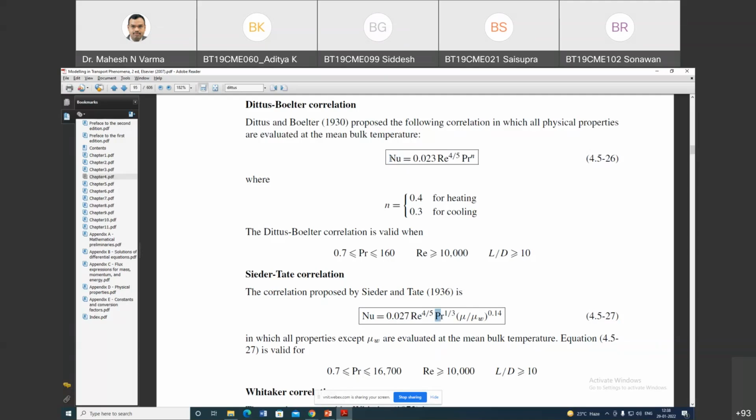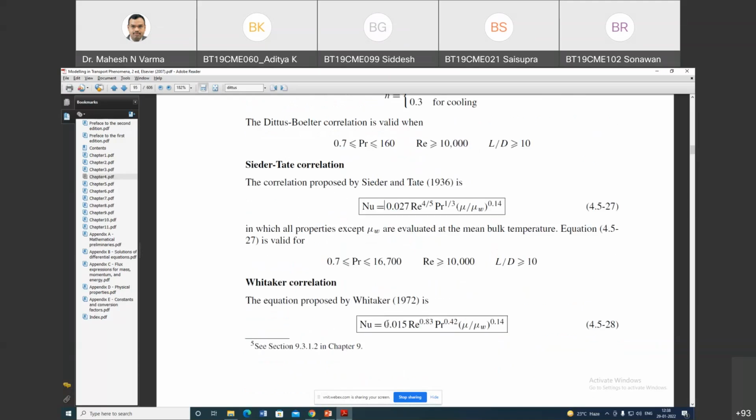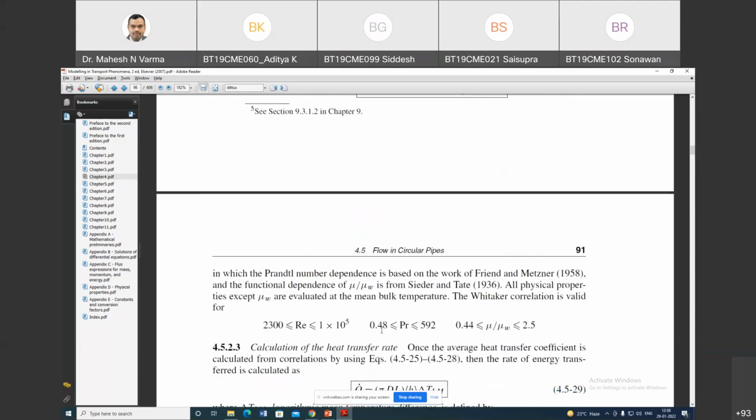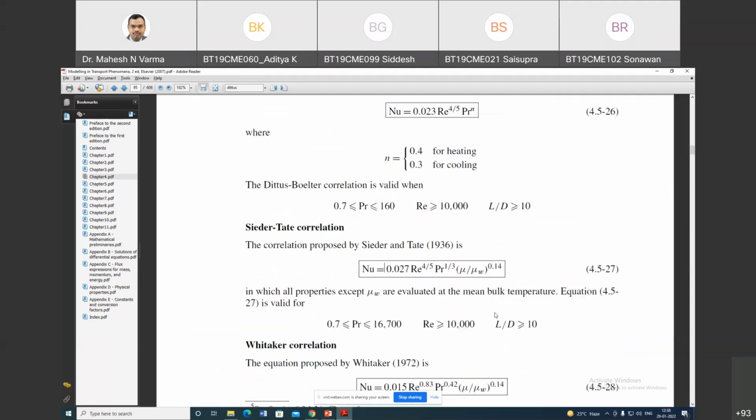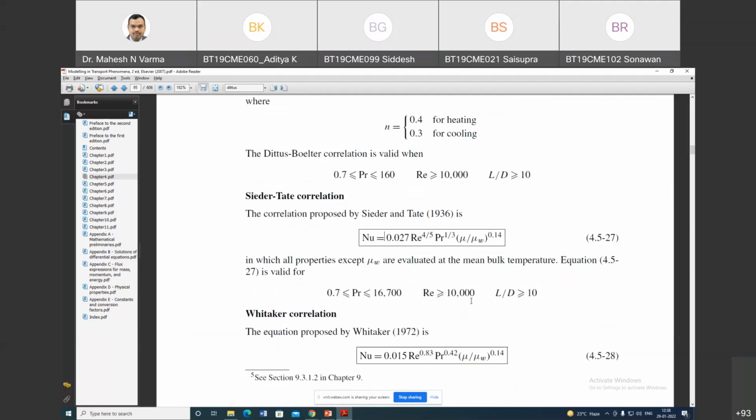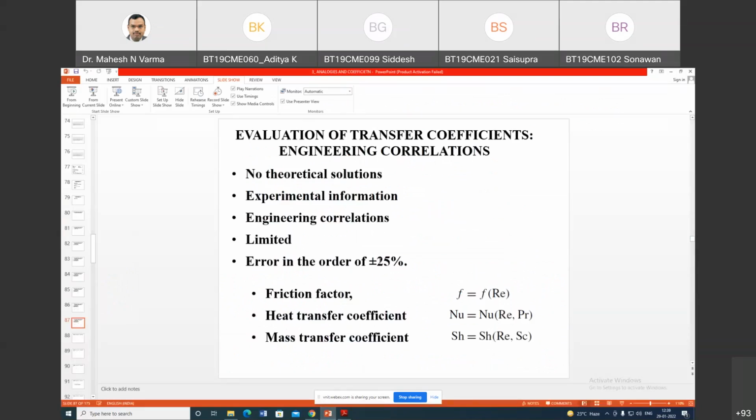And if you calculate heat transfer coefficient, I can use this, I can use this, or I can use this also. So here also limitations are there. You can say Reynolds number, Prandtl number, and mu w. So if I use these three, all three will give me different answers, and that difference can be plus minus 25%. That is what I mean to say, error in order of plus minus 25%. This you should keep in mind.